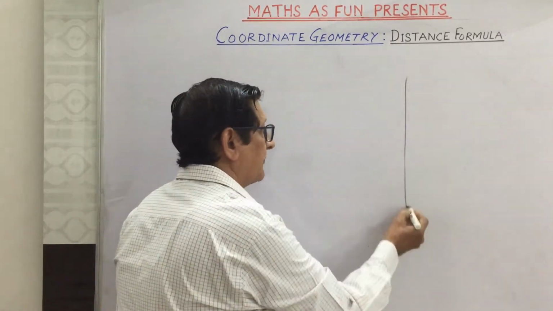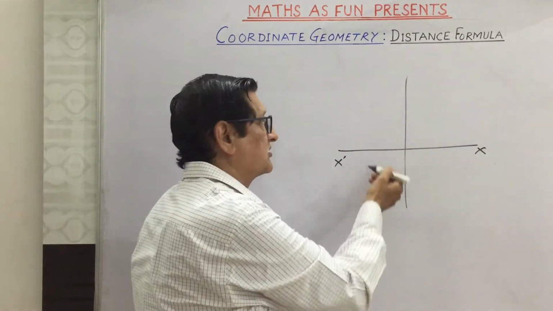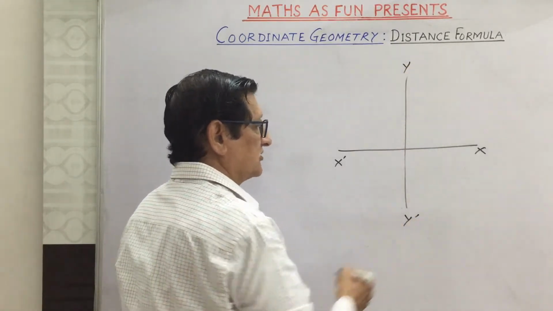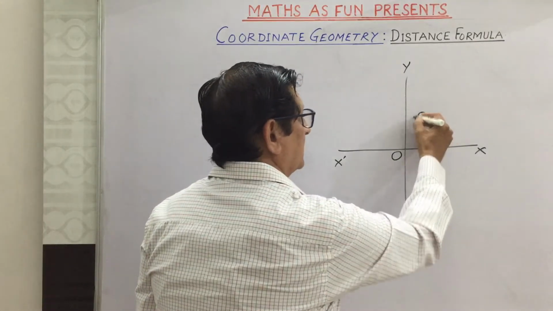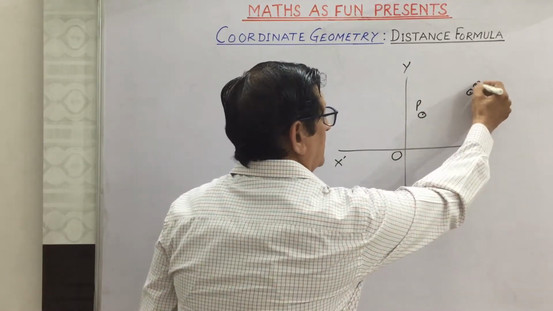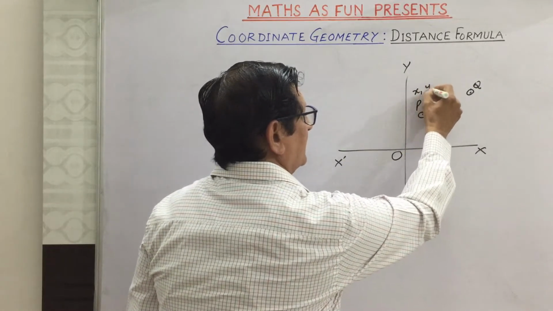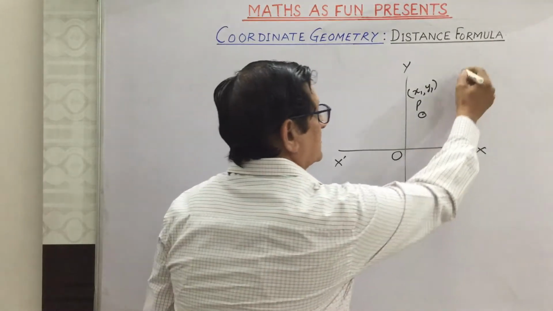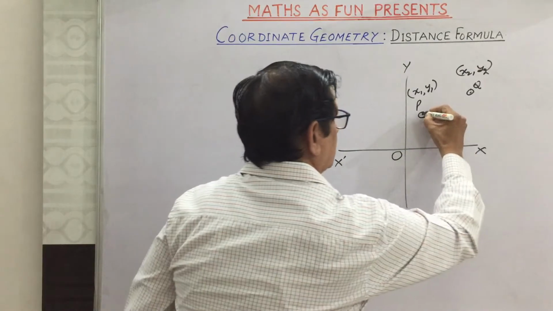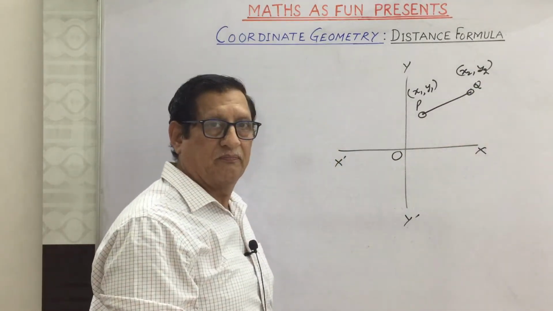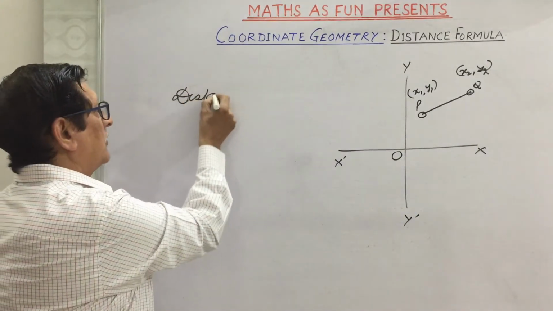Suppose we have a plane, that is xy plane, x dash is the x-axis, y dash is the y-axis and O is the origin. We have been given 2 points here, P and Q. The coordinates of P are suppose x1, y1 and the coordinates of Q are x2, y2. Then to find out the distance between these 2 points, that is PQ, we have to apply the distance formula.